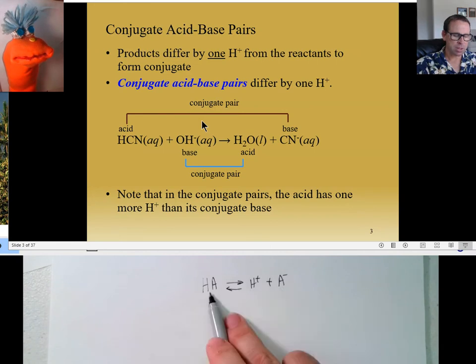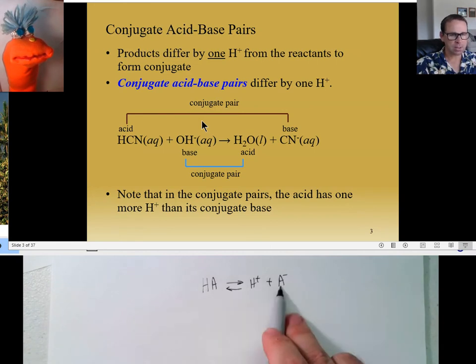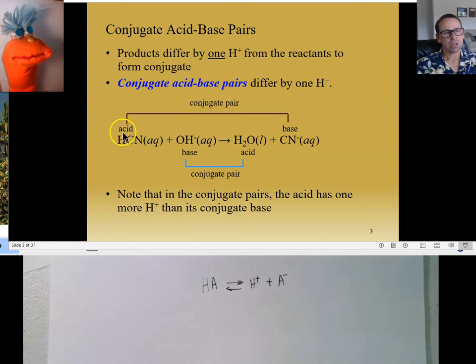And we call these conjugate acid-base pairs. So this is the base with its conjugate acid, or you could say this is the acid with its conjugate base. Here's another example. Here's an acid. This is its conjugate base. You see how it differs only by one proton. Here's a base. This is its conjugate acid. It differs, again, only by a hydrogen ion.